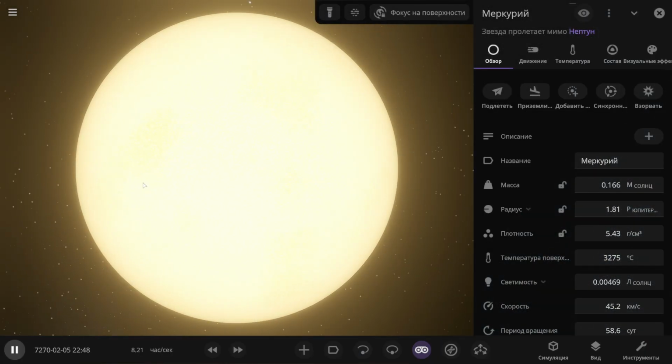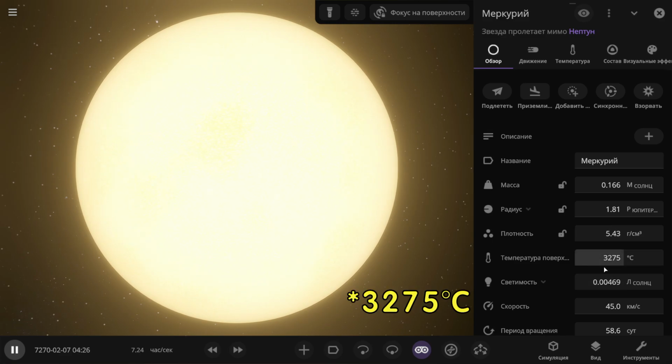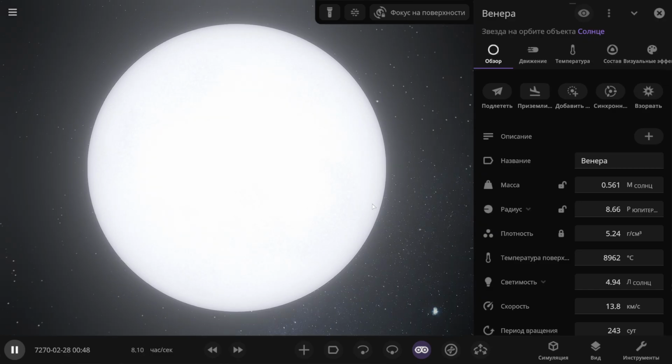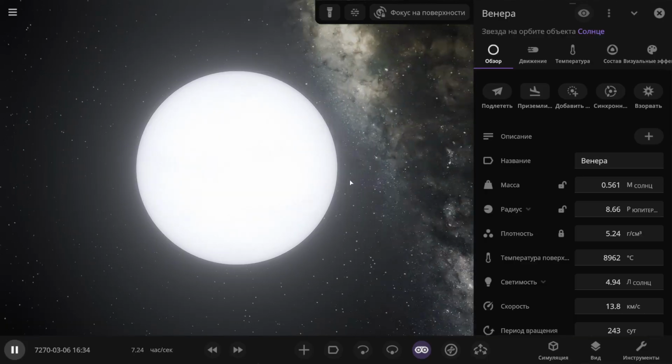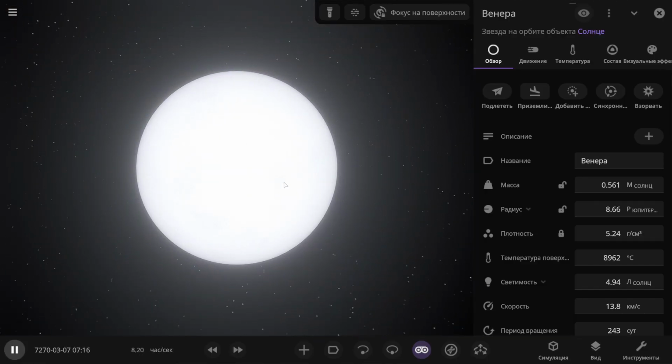Here we have Mercury, a truly full-fledged star with a scorching surface temperature of 3075 degrees Celsius. Oh, and this is what Venus looks like, kind of like a white star, I guess. Its surface temperature is 8962 degrees Celsius. So in our simulation, Venus wasn't just the hottest planet, but most likely also turned into the hottest star.